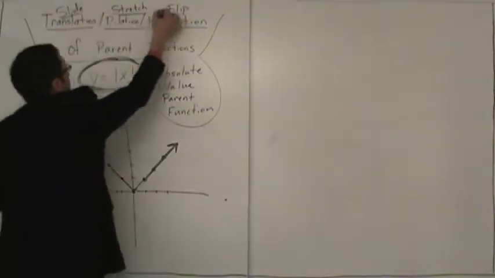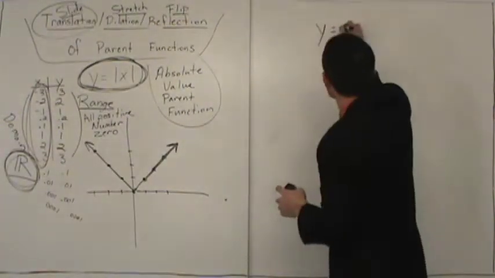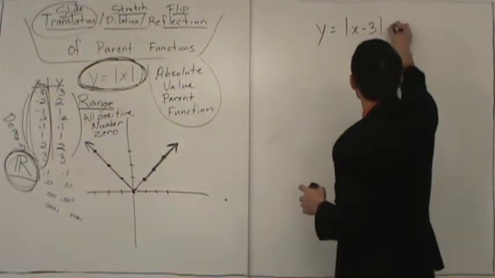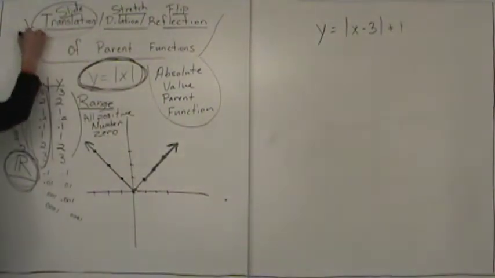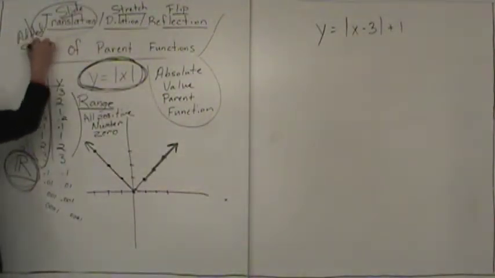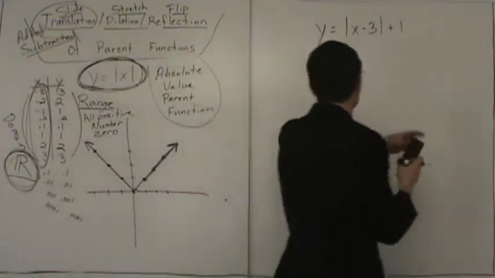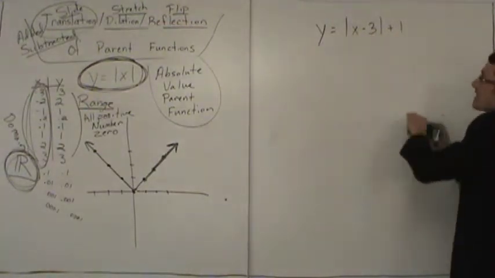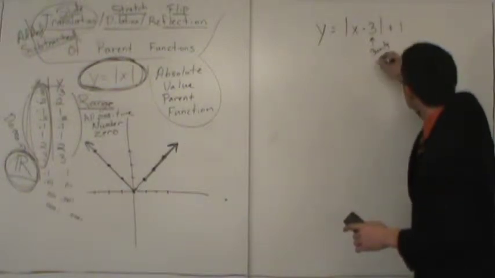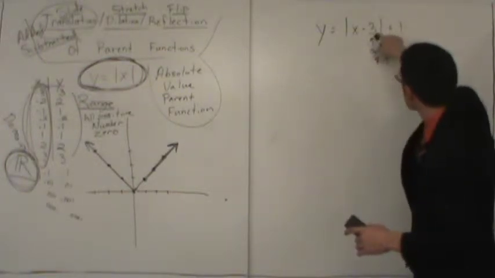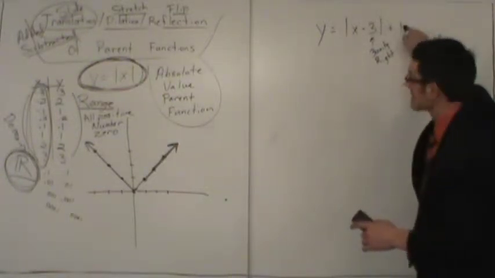Now, starting with translation, or slide. We looked at this in the last video. So y equals the absolute value of x minus 3 plus 1. Now, slide, translation: something is being added or subtracted. Notice 3 is being subtracted inside, 1 is being added outside. From the last video, you should recognize this as 3 units right. It's the opposite of what's inside. 3 units right and 1 unit up. It's exactly what makes sense on the outside.